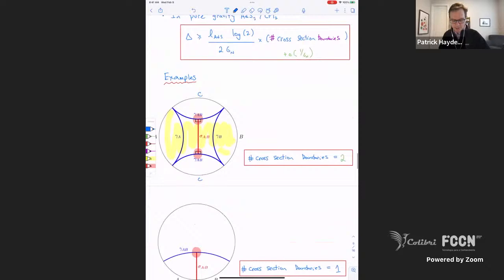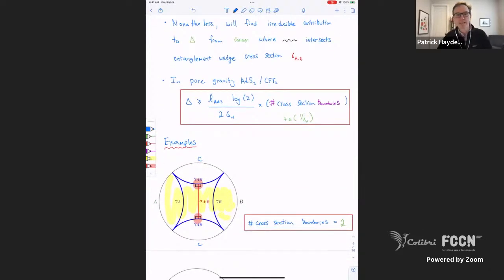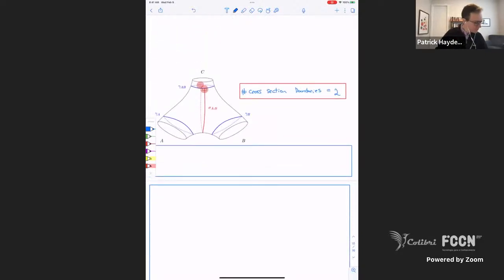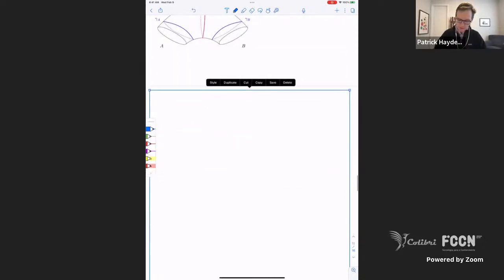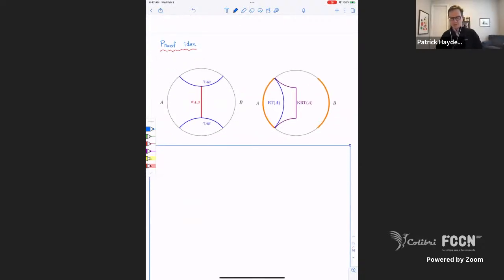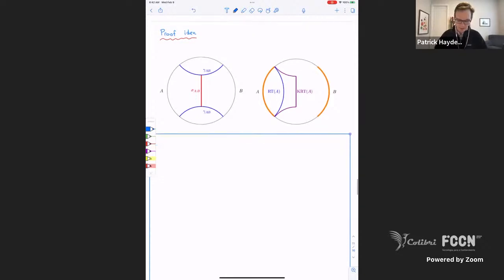Now, truth in advertising, I should say that we proved this only in the case of, well, I won't say only, but basically in the case of pure gravity, AdS3 cross CFT2. So this is not a hugely general statement, but one in which we could actually make progress. And I'm just going to quickly sketch how it works, and then we'll wrap up. So I'll illustrate the proof in this special case here, the one that we've been looking at for a while.